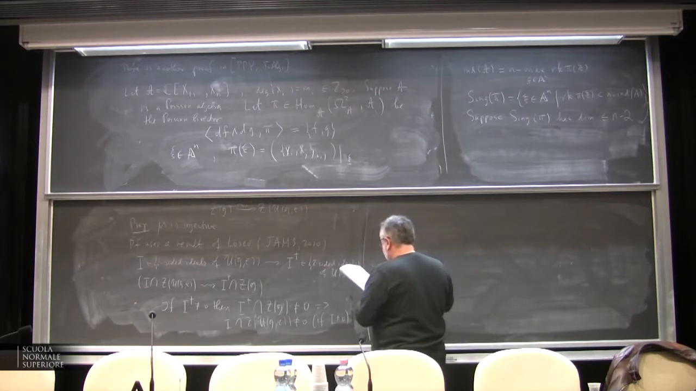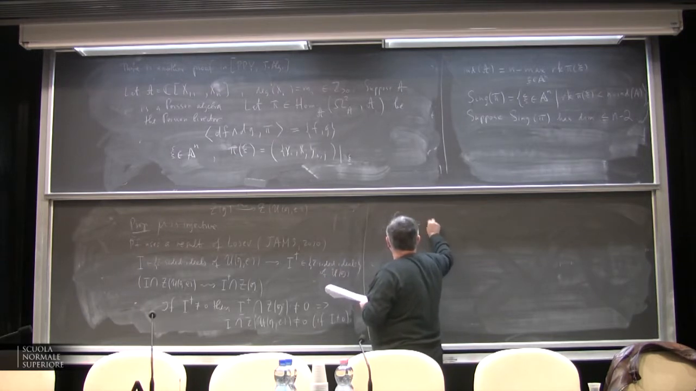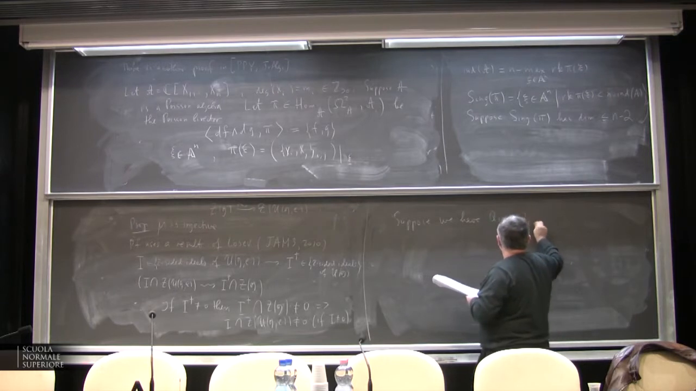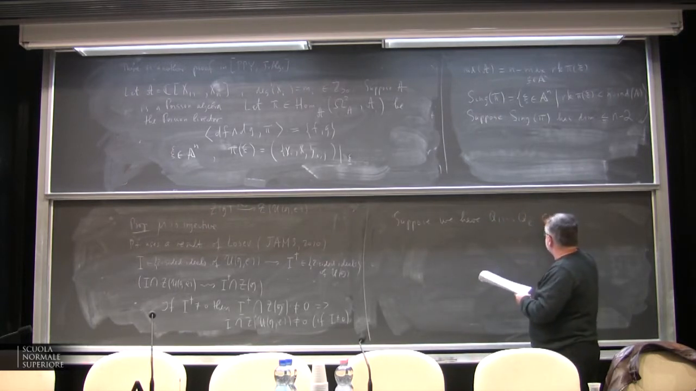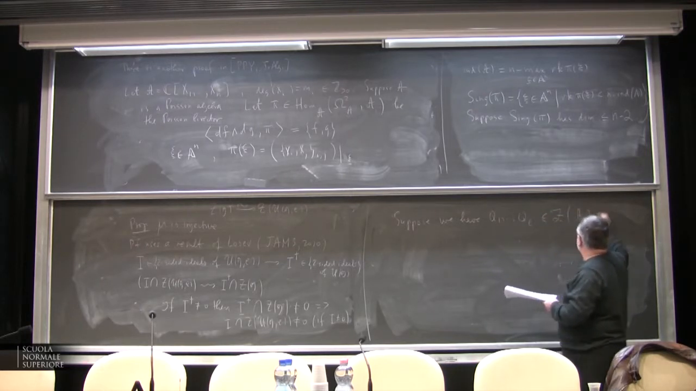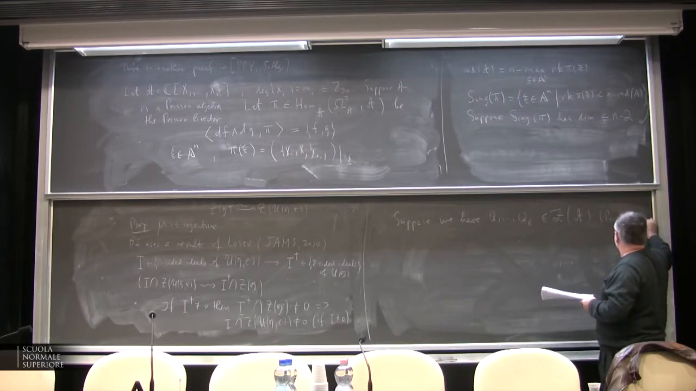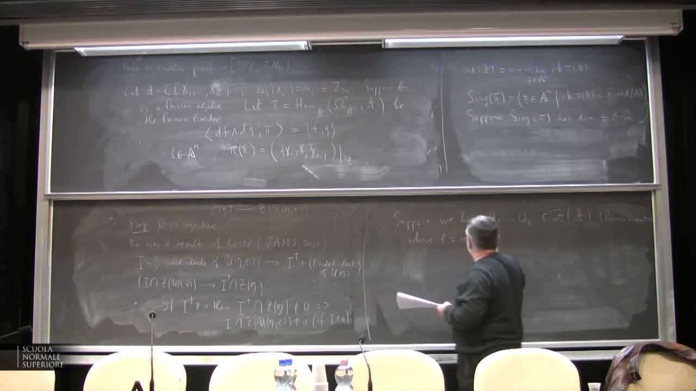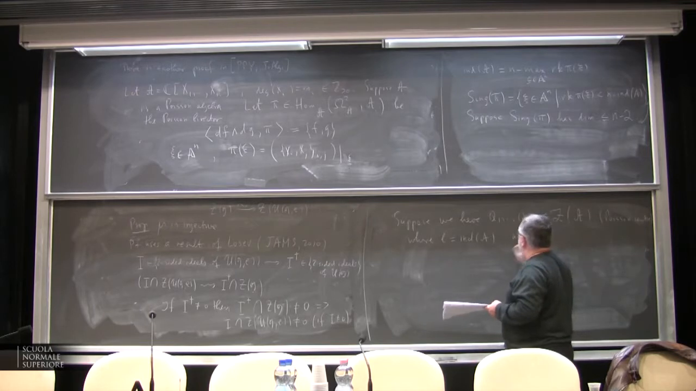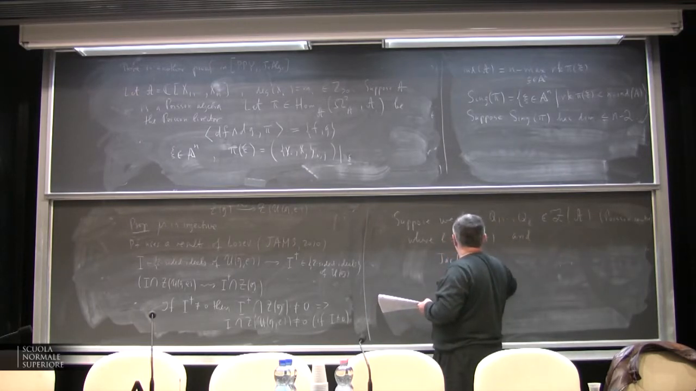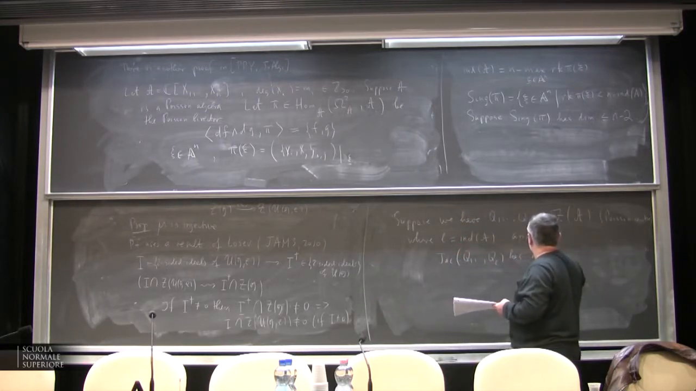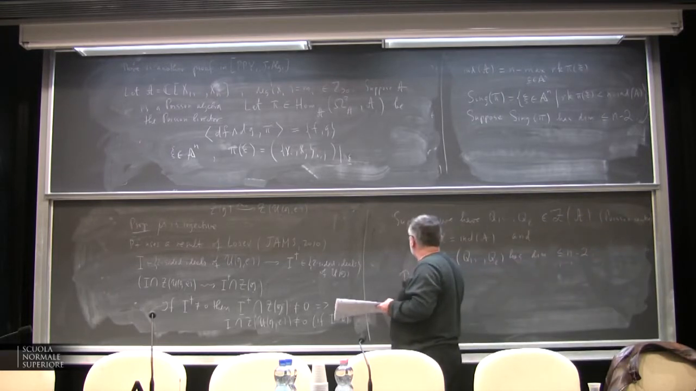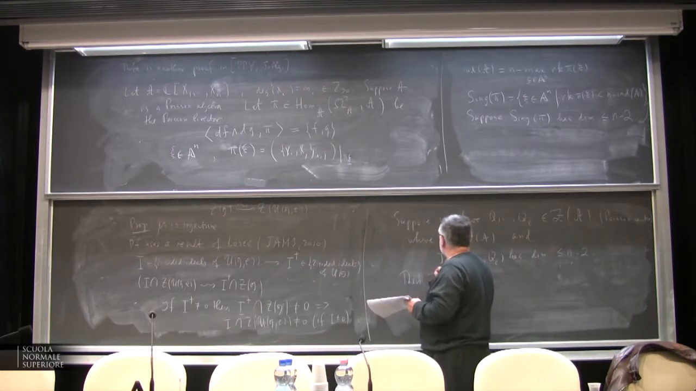Now, we also need, suppose we have Q1, ..., QL in the Poisson center of A, where L is the index of A, and the Jacobian locus of these elements has dimension less than or equal to n minus 2 again. Well, then the theorem says that under these assumptions, the Poisson center is generated by these elements.